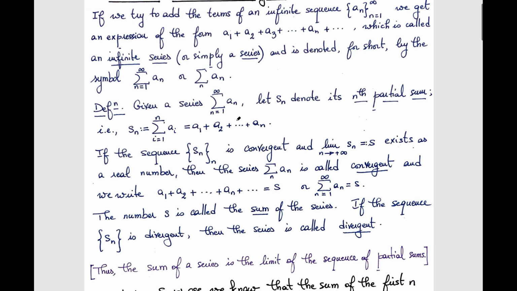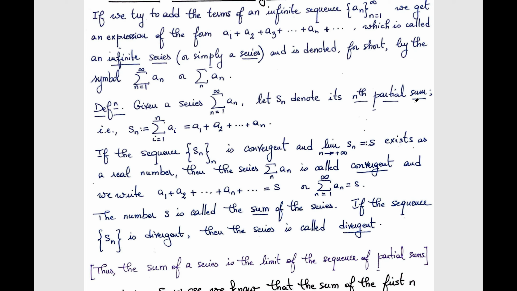Definition. Given a series, something like this, for all n we're going to denote by S sub n the nth partial sum associated to that series. What do we mean by the nth partial sum? Well, the series is an infinite sum. When you truncate it at the nth term, so you take a1 plus a2 plus all the way to a_n, I'm going to denote that sum by S sub n. We refer to that as the nth partial sum.